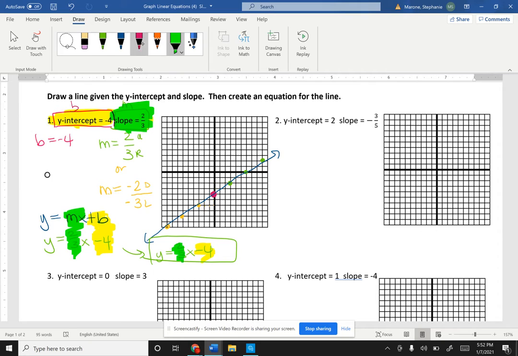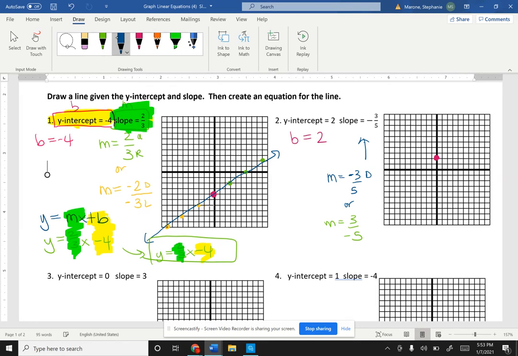So we're going to go through and do the same thing for all of these. The y-intercept is 2. So we go on the y-axis to positive 2. The slope is negative 3/5. That means it's either negative 3/5 or 3/5. Whichever one you choose, and we're going to do both.